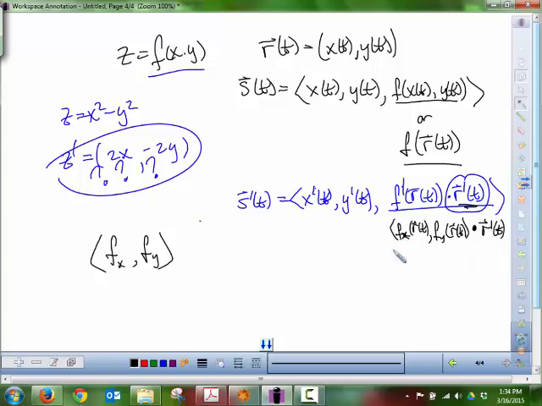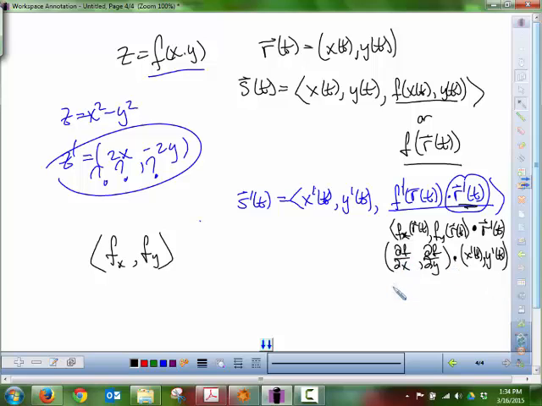Let me switch notations on you guys and do the partial of f with respect to x, comma, the partial of f with respect to y, dotted with r prime of t, right? That's x prime and y prime. Let's actually dot them. So what do we have here?